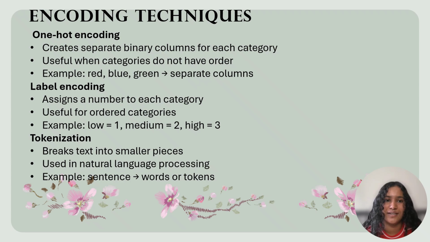The third is tokenization. Tokenization is commonly used in natural language processing (NLP). It breaks text into smaller units called tokens, which can be words, phrases, or even individual characters. For example, the sentence "machine learning is powerful" can be tokenized into the words machine, learning, is, and powerful. These tokens can be converted into numerical representations for machine learning models.